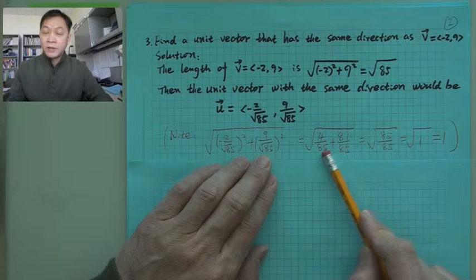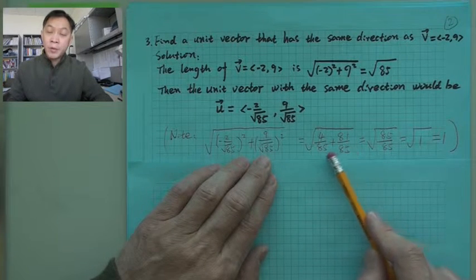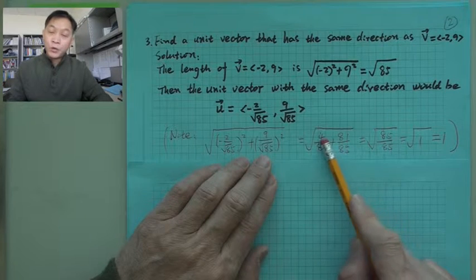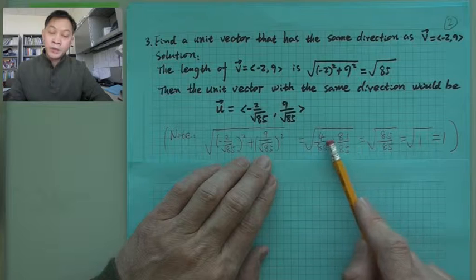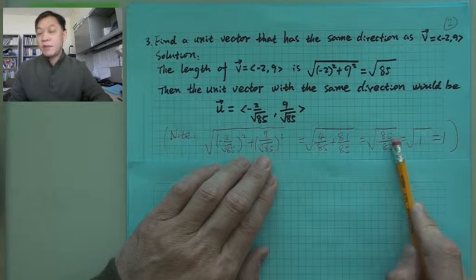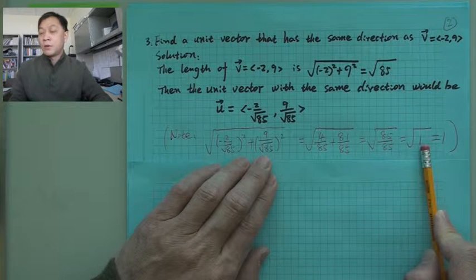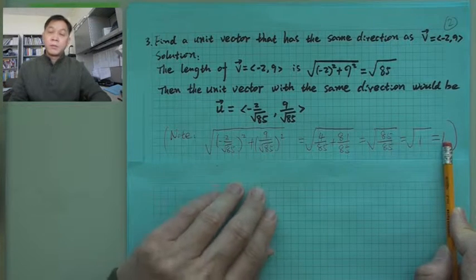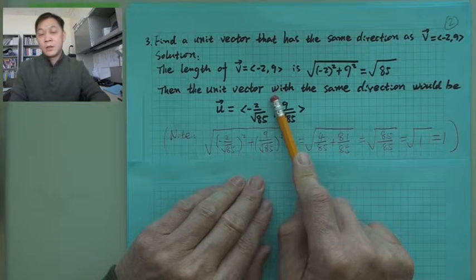The numerators are both 85, the denominators are both 85. You add the numerators together: 81 plus 4 is 85. 85 divided by 85 is 1. The square root of 1 is still 1. So the unit vector is quite easy to find.